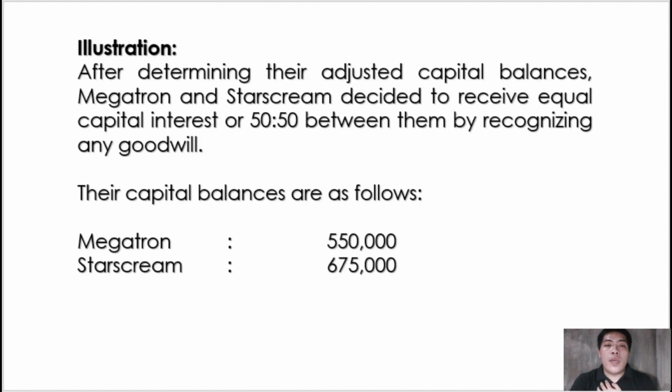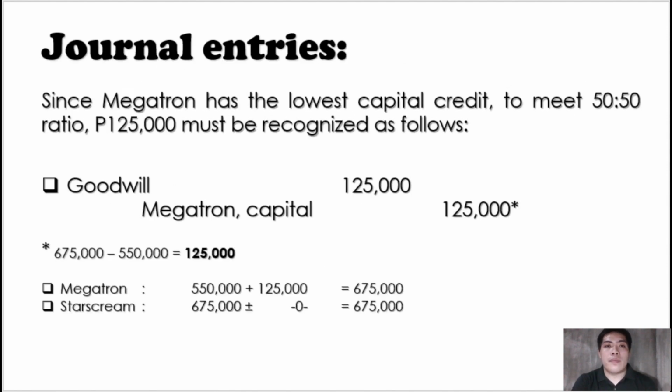So let us proceed with the same illustration. Okay. After determining the adjusted capital balances, Megatron and Starscream decided to receive equal capital interest or 50-50 between them by recognizing any goodwill. Tapos the same pa rin yung kanilang capital balances with the previous problem. We have 550,000 at saka yung 675,000 respectively kay Megatron at saka kay Starscream. Okay. So yung magiging accounting ng goodwill method, yan.